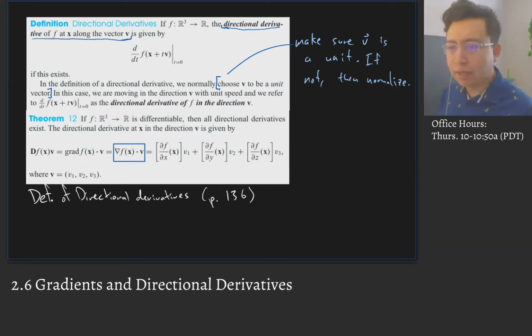Yesterday, we left off talking about directional derivatives. I want to finish off that conversation today and hopefully get started on the next section from the textbook, though it's jumping around a little bit. We're finishing up chapter 2.